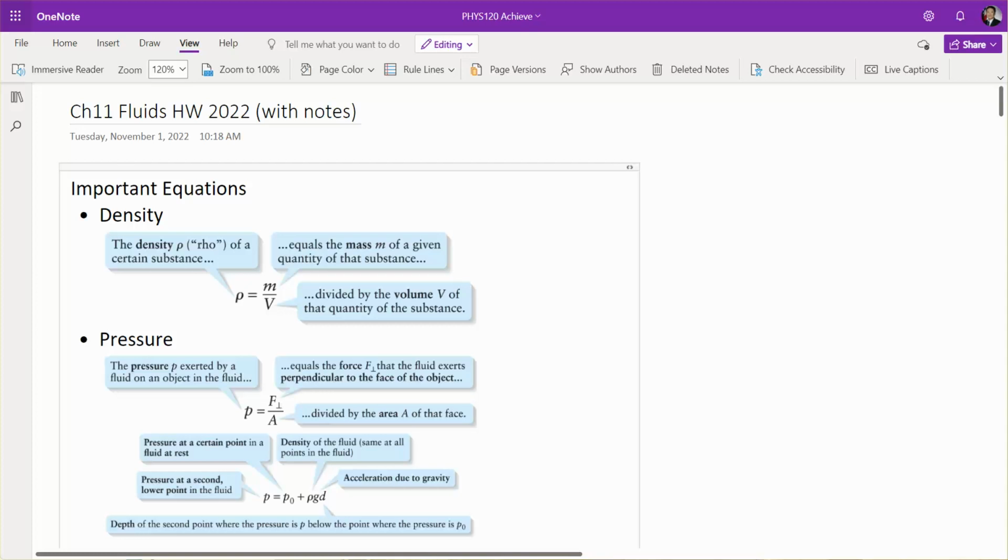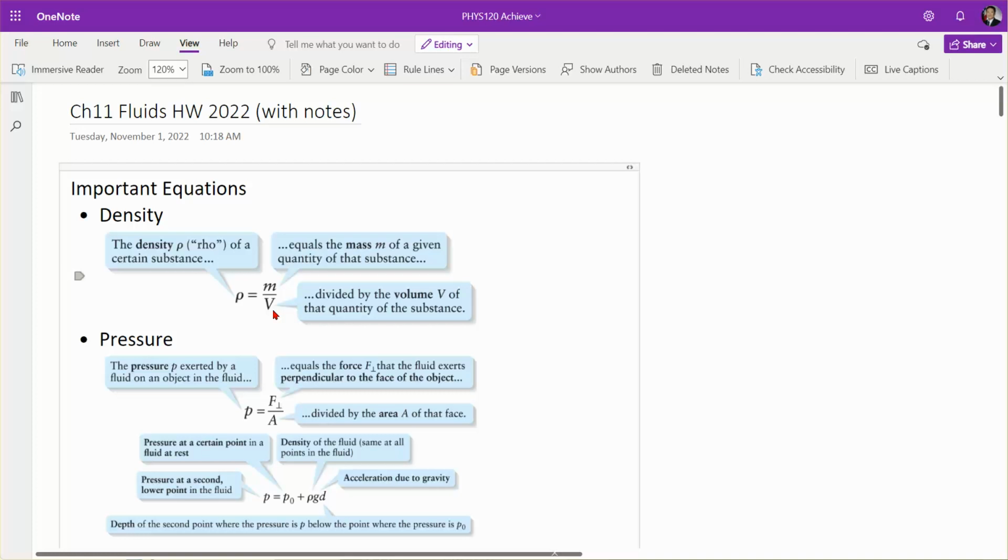Before we look at the homework problems, I'd like to give you a quick summary of the important things in this chapter. So here I list several equations, and let me just go through each one of them. The first thing we look at is density. The equation to find the density, rho, is equal to m over v, where m is the mass and v is the volume.